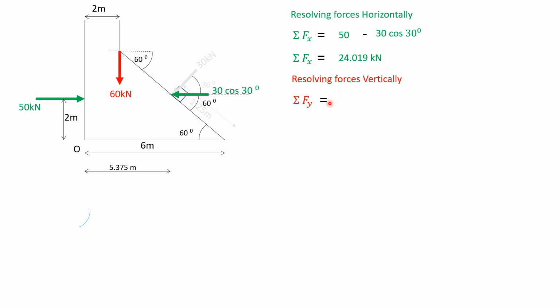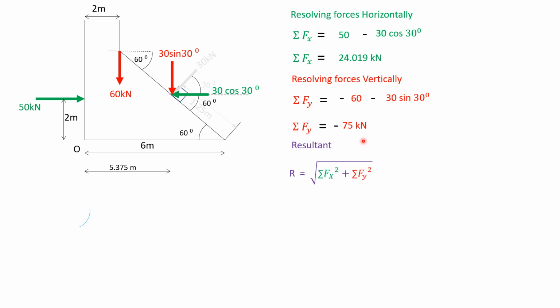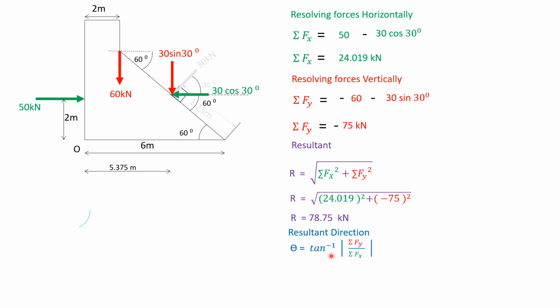Now, summation Fy value. 60 kN is acting downwards, so minus 60. Now another force 30 sin 30 degrees is acting downwards, so minus. Calculating all this, we get summation Fy value, and resultant is given by substituting summation Fx and summation Fy value. We get some resultant, and resultant direction is given by tan inverse of summation Fy by summation Fx.